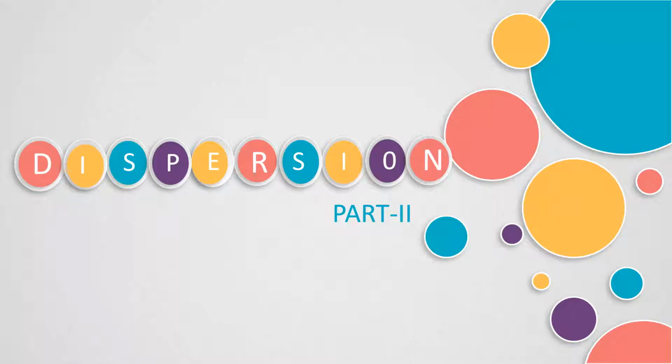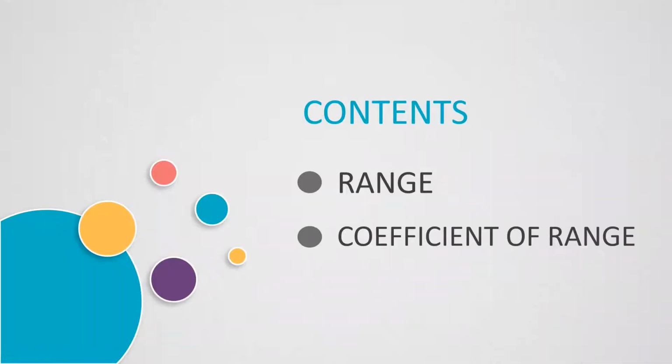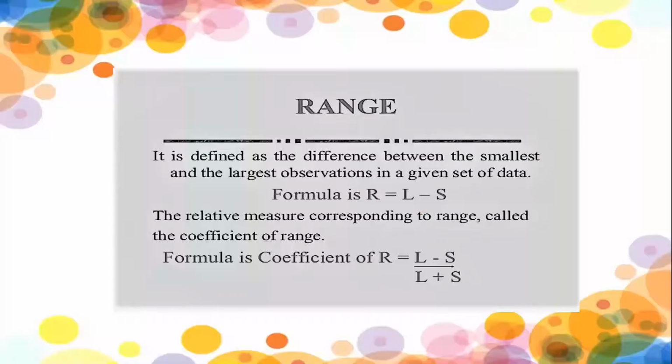In the last video, we covered dispersion concepts such as what is dispersion, why it is required, meaning, definition, and types of measures of dispersion, that is absolute measure and relative measure definitions. Now in this video, we are going to know about the simplest measure of dispersion, which is range. We are going to cover range and coefficient of range in this video.